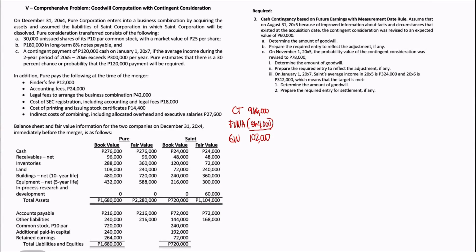Let's now take a look at this independent scenario. Assume that on August 31, 20x5, because of improved information about facts and circumstances that existed at the acquisition date, the contingent consideration was revised to an expected value of $60,000. So from the original amount of $36,000, it's now $60,000. That's an increase of $24,000.